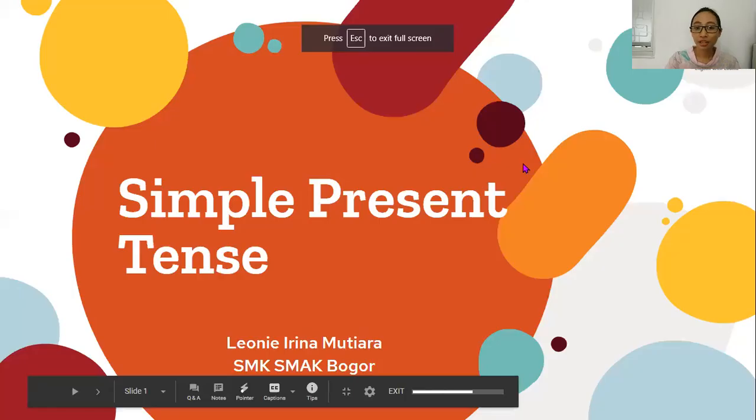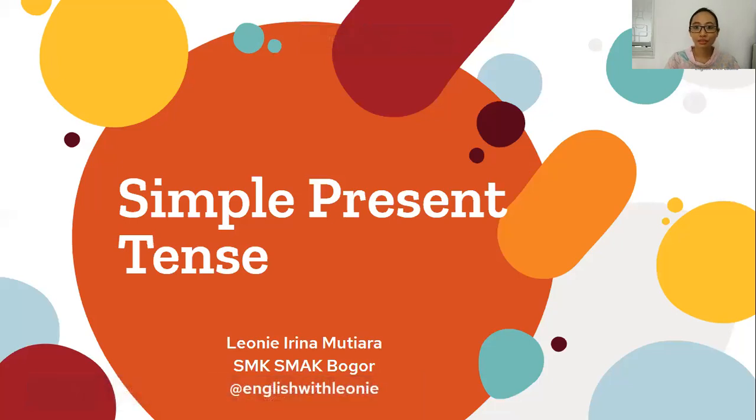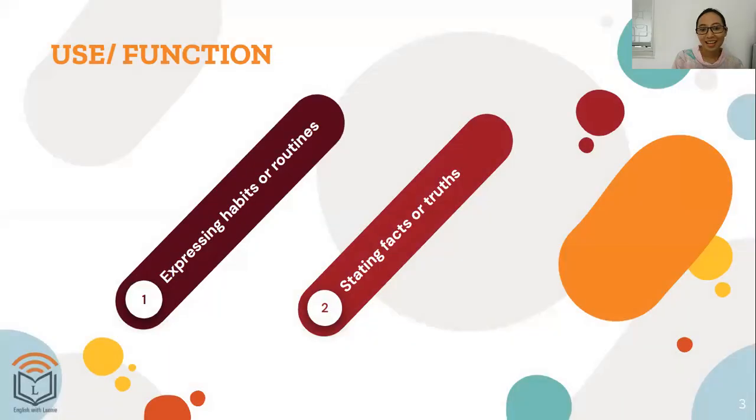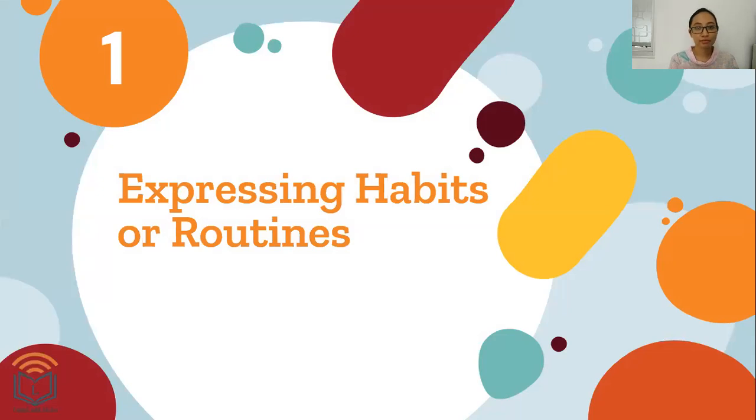Okay, I'm sure you have learned this material in your junior high school, and I would like to review it briefly. Okay, let's start. Simple present tense. There are two main functions of simple present tense. The first one, it is to express habits or routines. And the second one, it is to state facts or truths. Let's start with the first function, which is to express habits or routines.